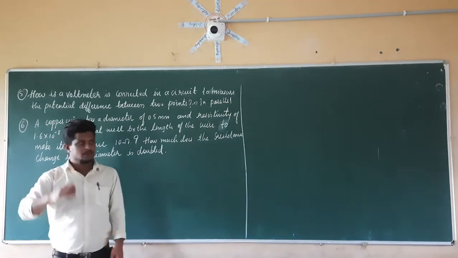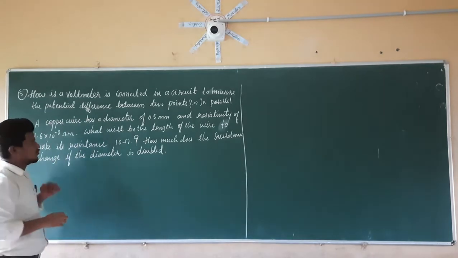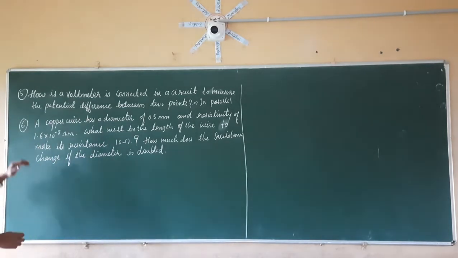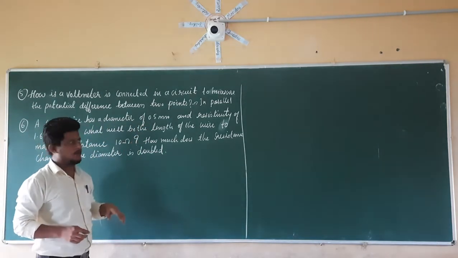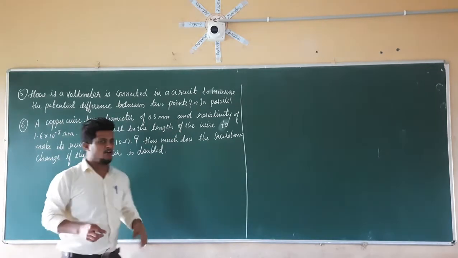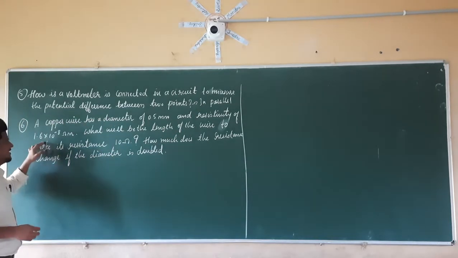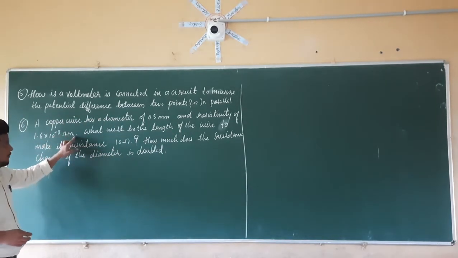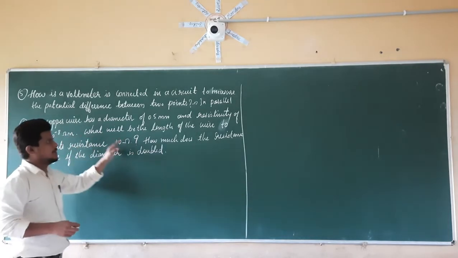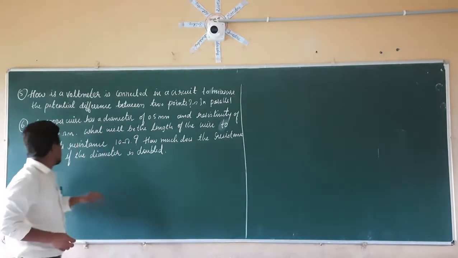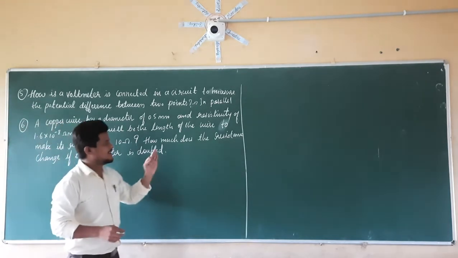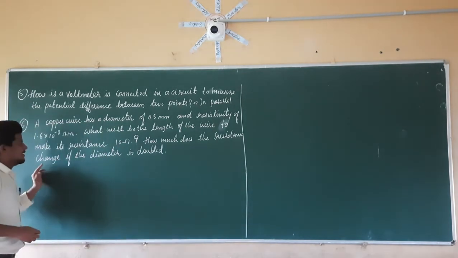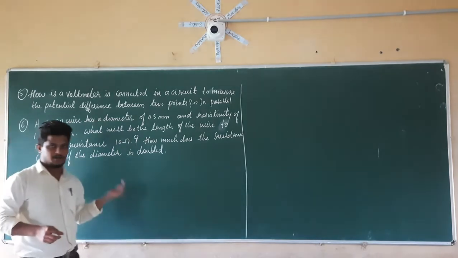Right. Now next, let us consider the sixth question. What is the sixth question here? A copper wire has a diameter of 0.5 mm and resistivity of 1.6 into 10 raised to minus 8 ohm meter. What will be the length of the wire to make its resistance 10 ohm? How much does the resistance change if the diameter is doubled?